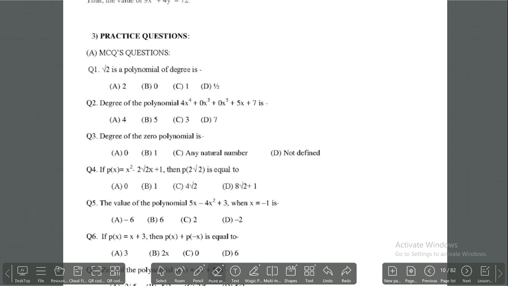Next. MCQ questions. Root 2 is a polynomial of degree? 0. A constant polynomial whose degree is 0. The degree of polynomial in 4x power 4, 0x cube, 0x power 5. Answer is 4.